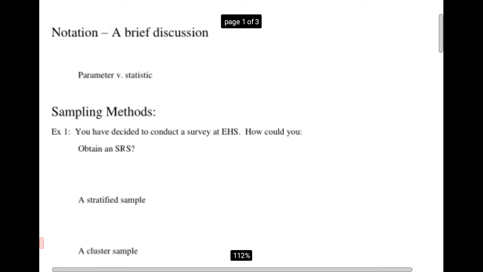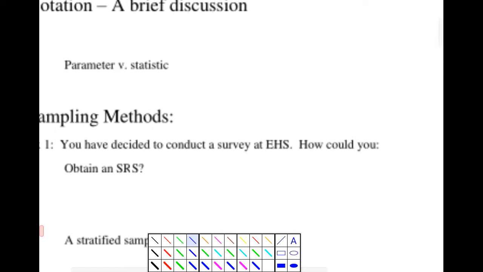Now, parameter-wise, for means, the parameter is mu, and the statistic is x bar. And that's the difference, just the notation generally that's used. If you see something say mu equals, then you know it's a parameter. It's for a model generally. It's what we think the true value is. And x bar would be the actual statistic.